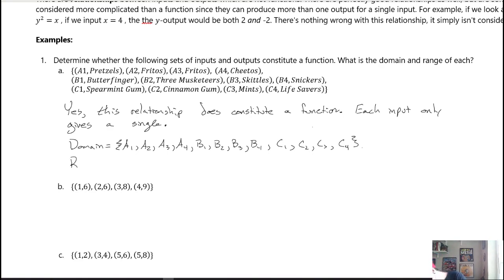Then we're going to look at the range. The range is the set of all the possible outputs. So what candy can we get out of this machine? We can get pretzels out. We can get Fritos out. Fritos comes out of two different slots, but we're just going to list it once for the range, right? We're just saying what are all the possible outputs. We don't have to note whether or not they can be gotten to in multiple ways. So we have pretzels, Fritos, Cheetos, and we have candy bars, Butterfingers.